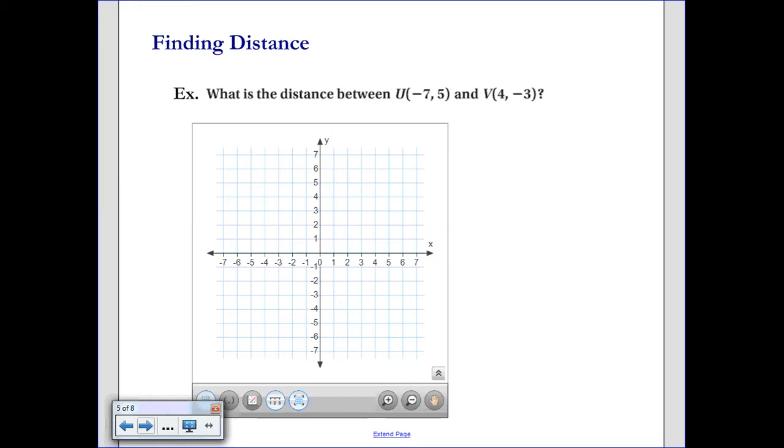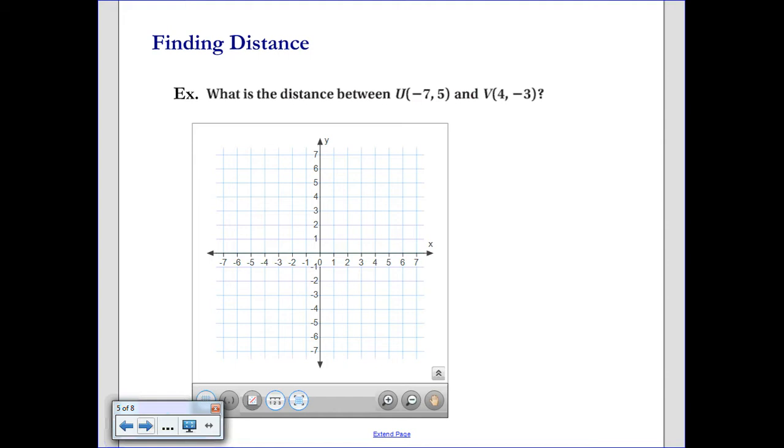Now distance is quite a bit more complicated. Distance is a length. It's actually a unit of measure, like I could say, how long is this pencil? It's 4.5 inches. It's a length. When you're finding lengths on the coordinate plane, it's a little bit more complicated. So here's an example. We're going to find the distance between some point U and some point V, and it says there what the coordinates are.